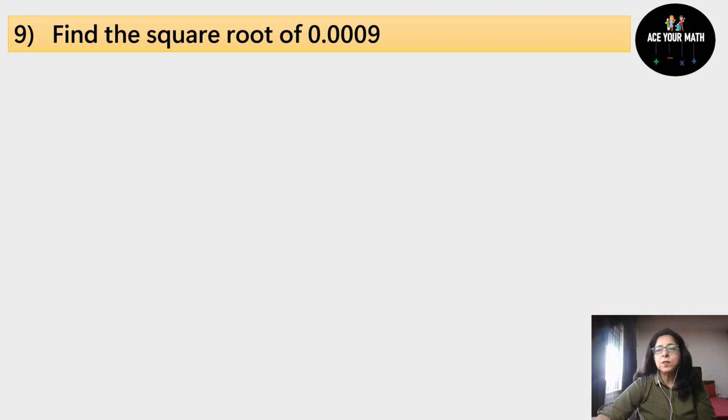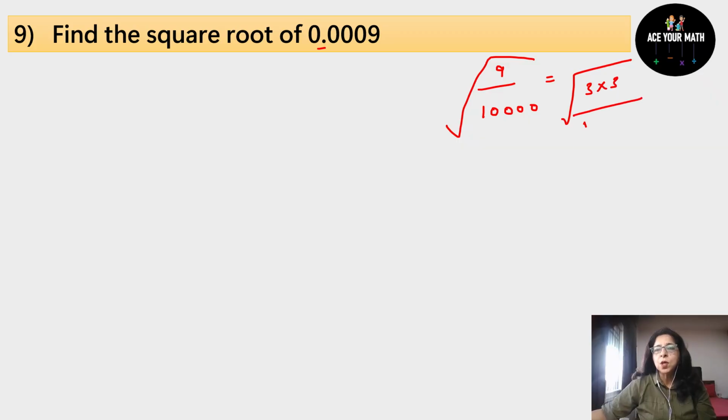Now look at the next question. Find the square root of 0.0009. How do you find the square root in the quickest manner? The given number can be written as 9 over, and this dot is coming after how many digits? 4 digits. So you will write 4 zeros here. 1, 2, 3, 4. Now you need to find the square root of the given number. You know that 9 can be written as 3 times 3. And in the denominator there are 4 zeros, so it can be written as 100 times 100. So when you find the square root of the given number, you will get 3 in the numerator and 100 in the denominator.